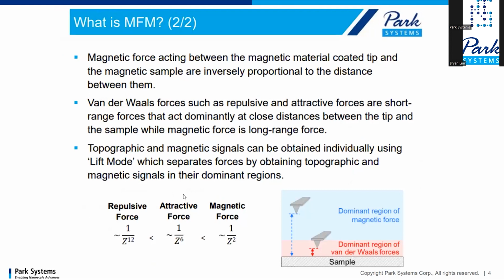The magnetic force between the coated tip and the sample is inversely proportional to the distance between them. Van der Waals forces, such as repulsive and attractive forces, act around the close distance between the tip and the sample, whereas the magnetic force is a longer range force. So basically, lift mode is able to separate the two forces. That's why you can get the topographic image and also the magnetic signal.